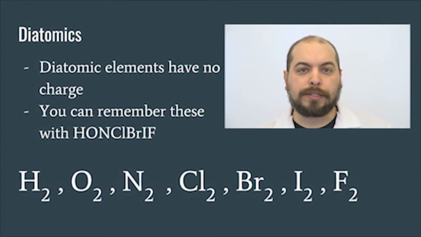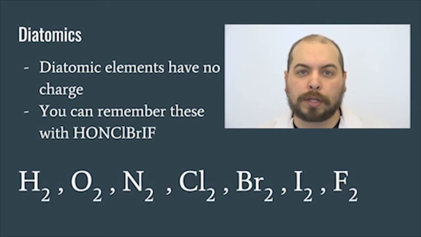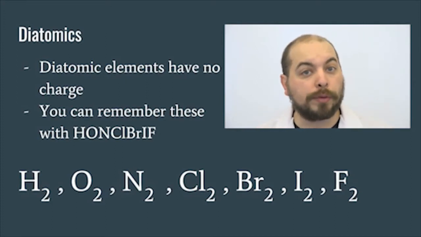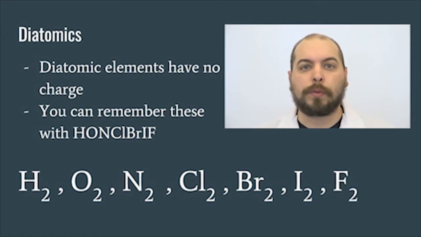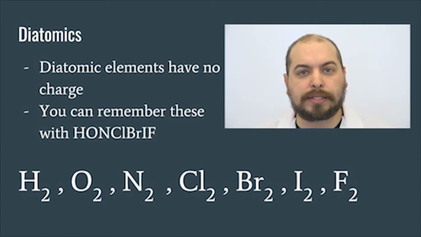So what this means is that we need to look at the whole compound first before we start trying to assign oxidation states. So let's do some examples where we do look at whole compounds and then assign oxidation states based on these rules that I've discussed.